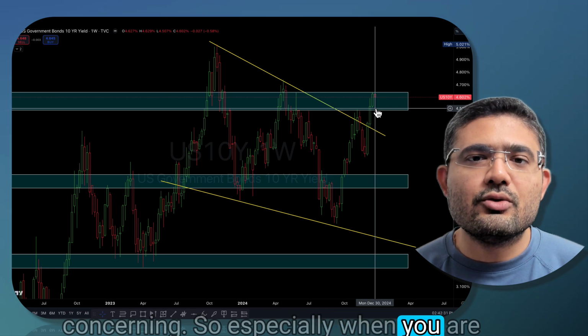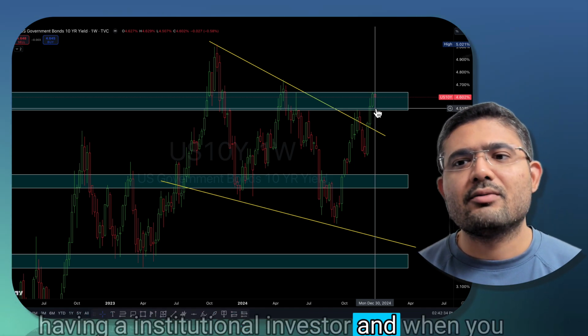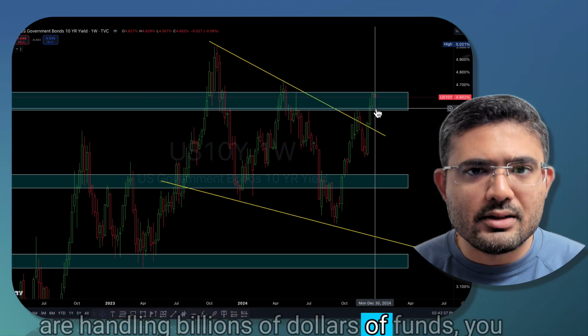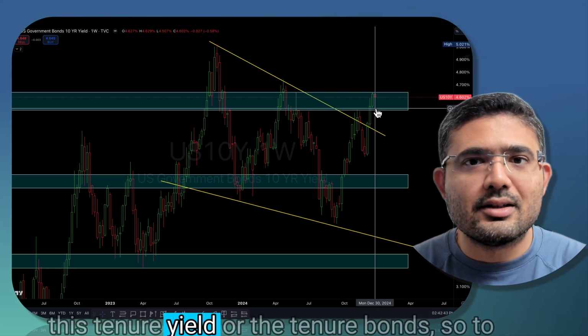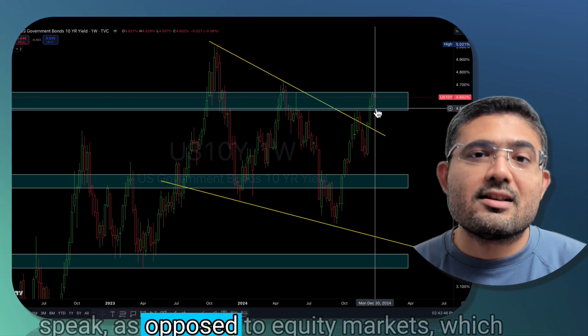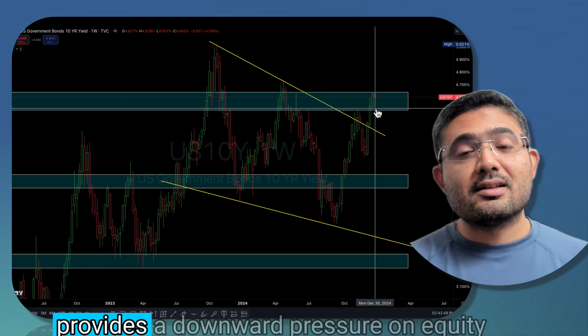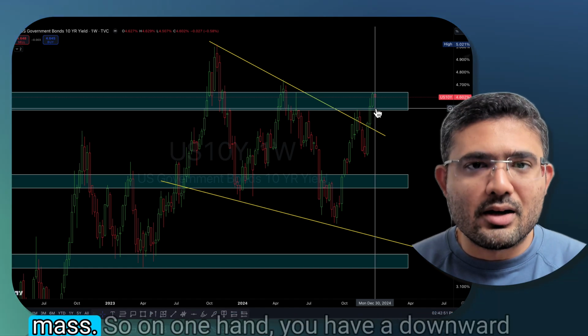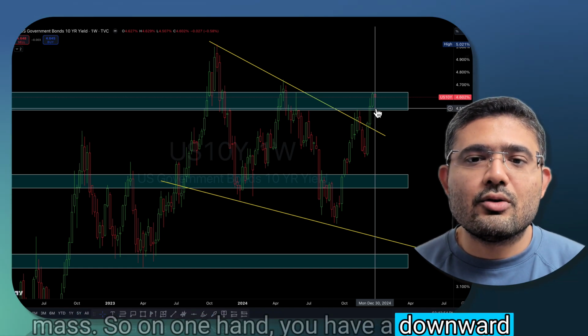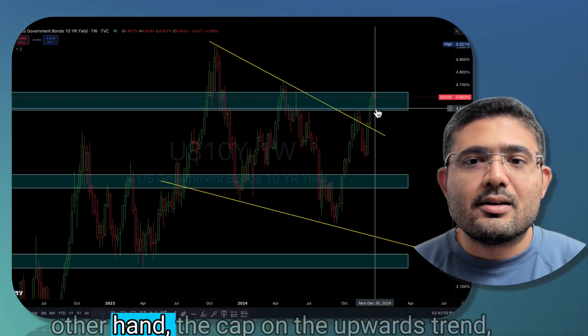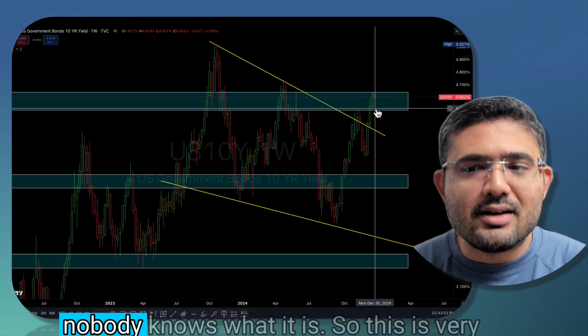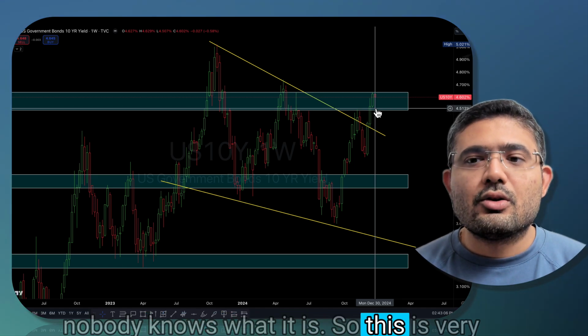Especially when you are an institutional investor handling billions of dollars of funds, you would rather park a significant chunk of it in the 10-year bonds, as opposed to equity markets, which provides a downward pressure on equity markets. So on one hand, you have a downward pressure from the bond market, and on the other hand, the cap on the upward trend, nobody knows what it is. So this is very concerning.